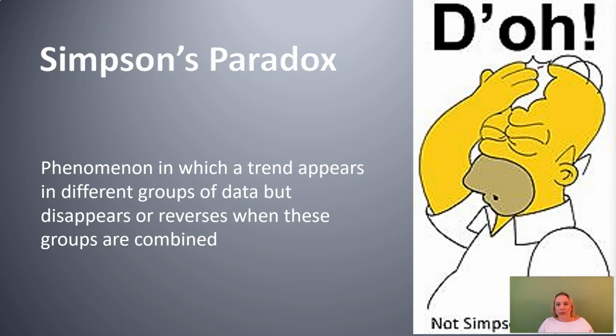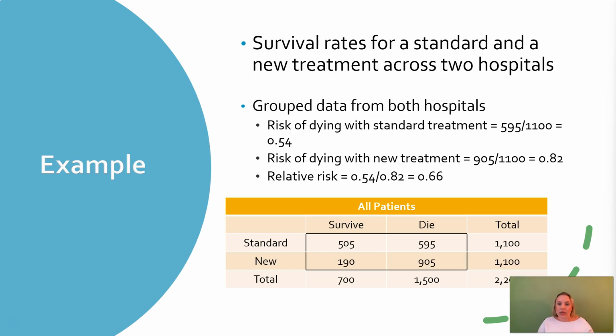So let's talk a little bit about Simpson's paradox. This is a phenomenon where a trend appears in different groups of data, but disappears or reverses when the groups are combined. An example would be the survival rates for standard and new treatment across 2 hospitals.